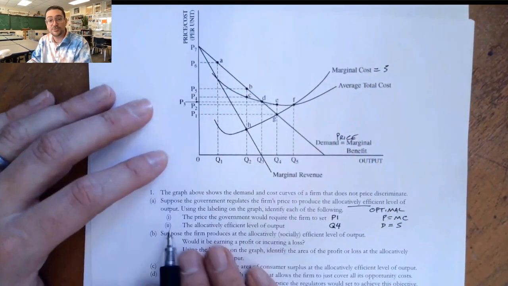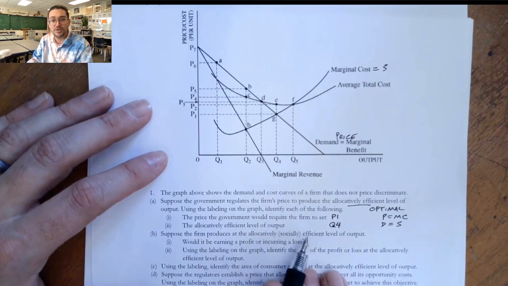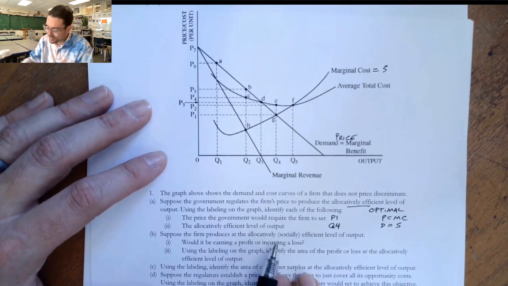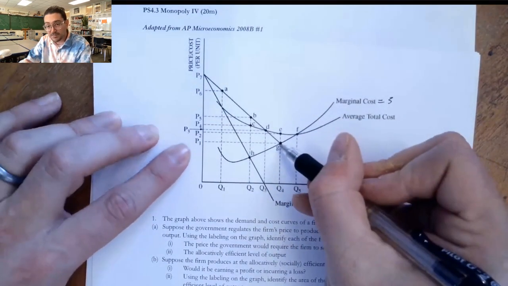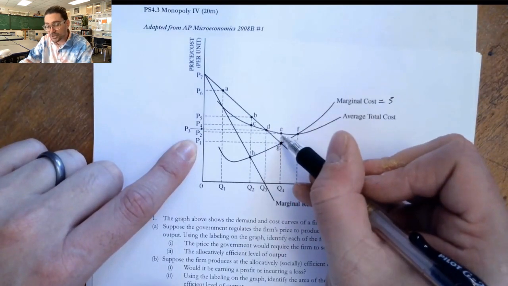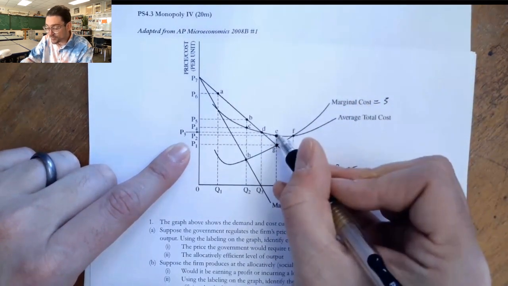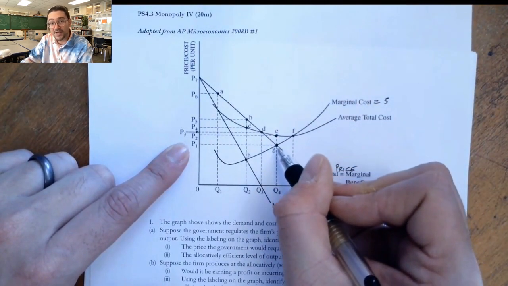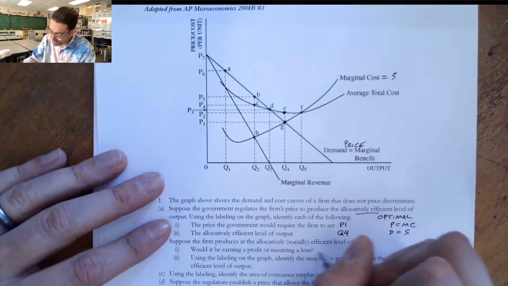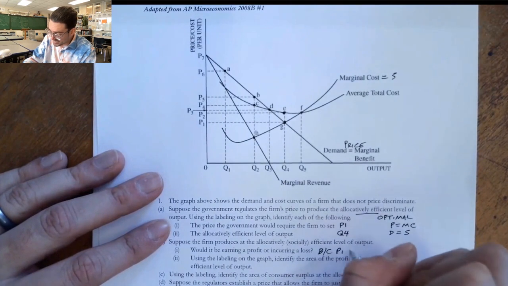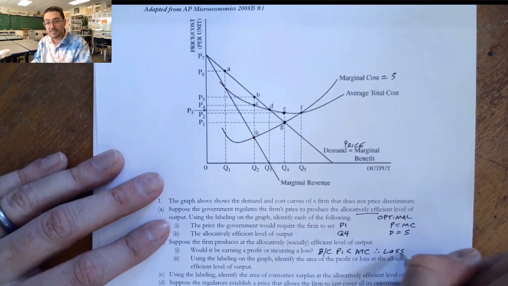Then it says, suppose the firm produces at that level of output, the socially efficient or allocatively efficient level of output, will they be earning a profit or a loss? Well, if we produce here, at P sub 1, I need to compare the average cost curve at P sub 1, and I find that it's actually above it. That's point E, where the average cost curve is above that P sub 1 price. Because P sub 1 is less than ATC, they're earning a loss.